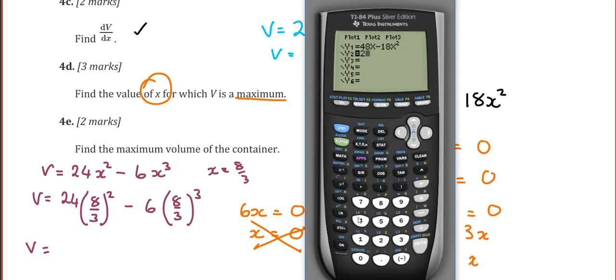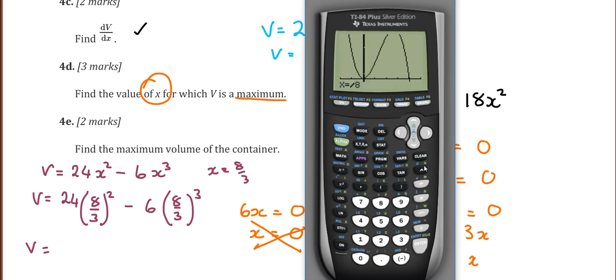24x squared minus 6x, and it's to the power of 3. If I then graph that, right, that's what that graph looks like. What I can then do is go to second and calculate and put a value in of, well, I can do it like that.